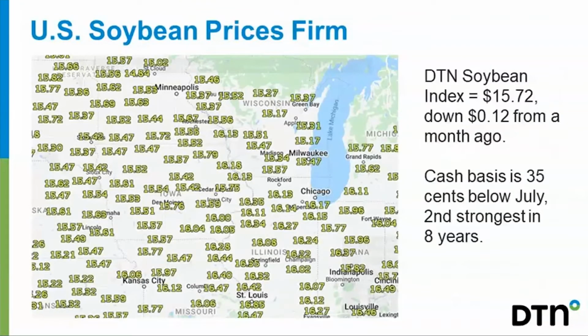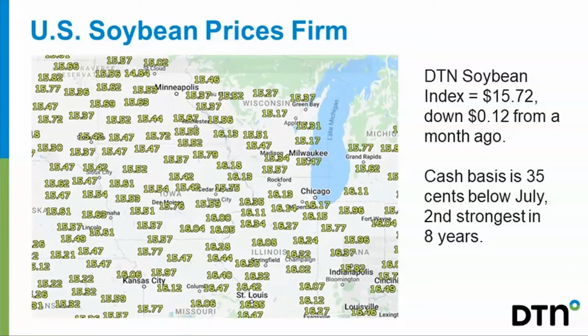U.S. soybean prices, here's our cash bid map showing the prices across the country. Most of them are in the mid to upper 15 range. You see some of the prices around Illinois, around the Mississippi River are more in the $16 range. This is a little more traditional type of east-west basis differential that we're used to seeing. The national average, our DTN soybean index, came in at $15.72 last night. That's down 12 cents from where we were a month ago when we looked at this map.